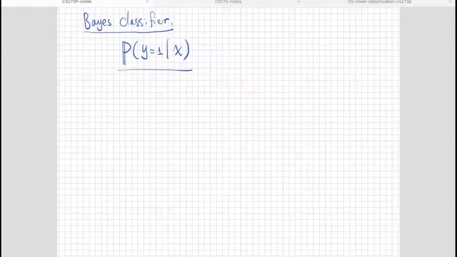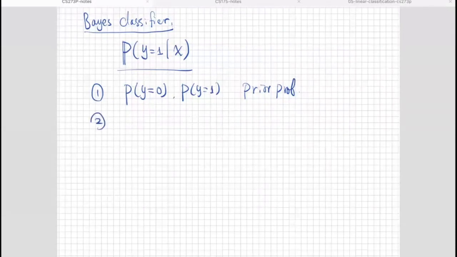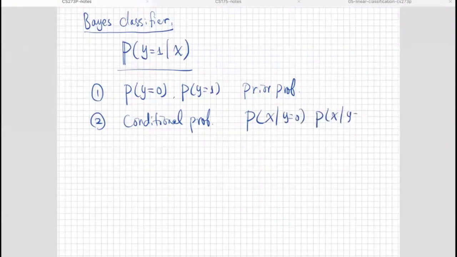However, in the context of the Bayes classifier, in order to do this, the first step is to calculate the prior distributions of y: the prior probability of y equal to 0 and y equal to 1. And then next, we want to model this conditional probability: the probability of x given y equal to 0, and the probability of x given y equal to 1. So we want to model these two.